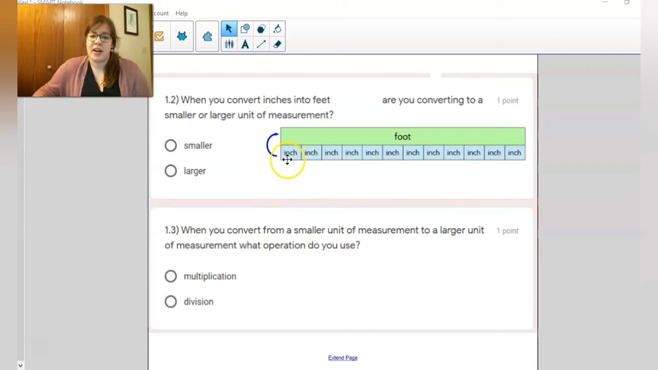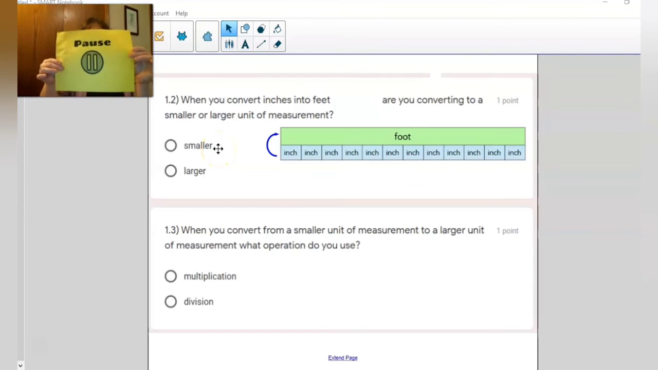So you can see on here, one of the visuals you can use is that there are 12 inches in a foot. So you can see that when you're starting with the inches, you have more units and then you're converting into 1 unit. So you're converting to a larger unit. We can apply that in the last one. We started with 50 inches. We converted that into only 4 feet and 2 inches. So we were converting to a larger measurement unit. So your answer for this one should be larger. You can pause the video now to record this answer.